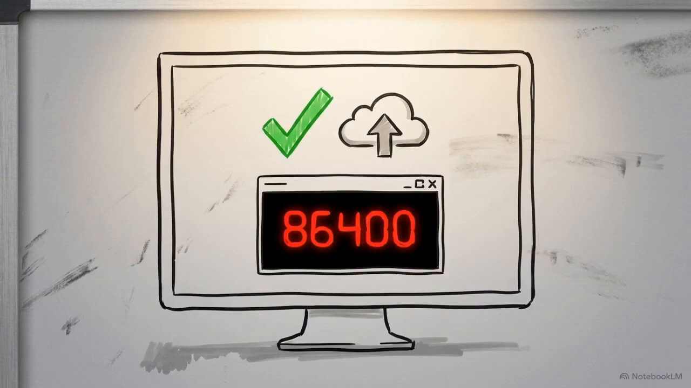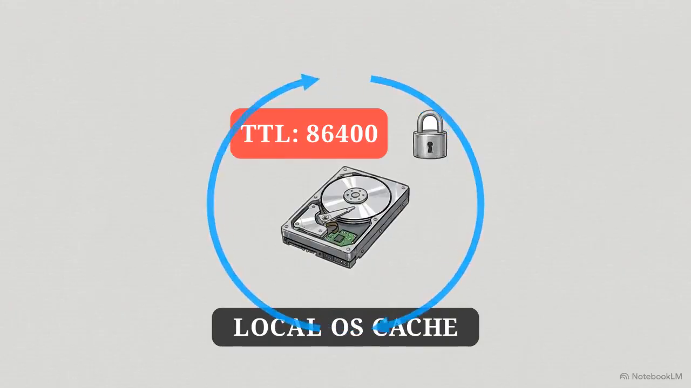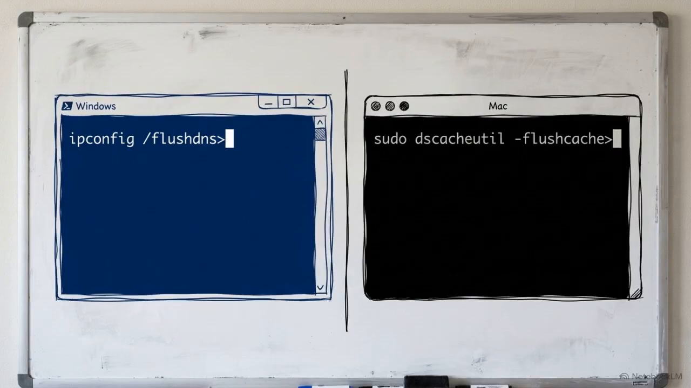Even after the host confirms the update, your computer might still show the old 86,400 TTL. This is because your own operating system maintains a local cache of the old data. You need to destroy this residual data locally. Open your command line again and run the flush command for your specific operating system.